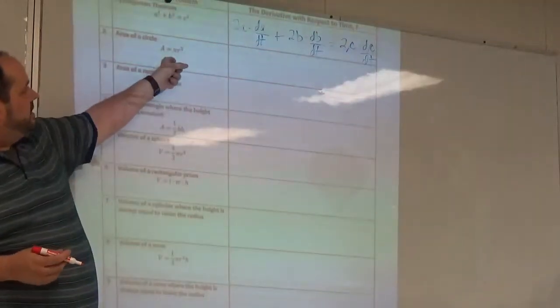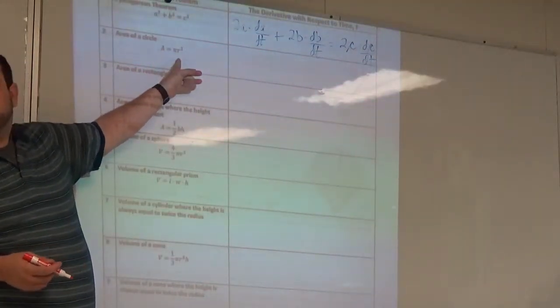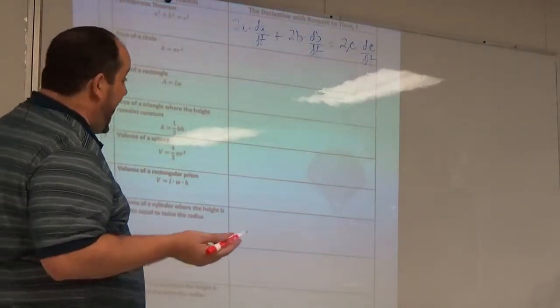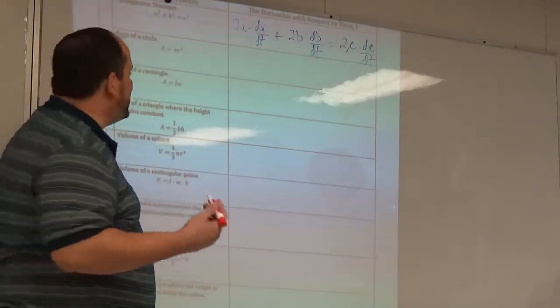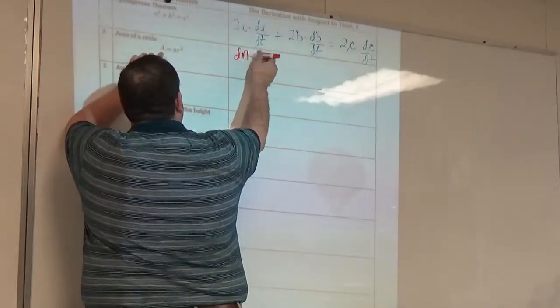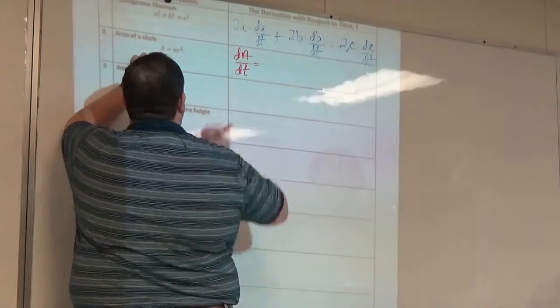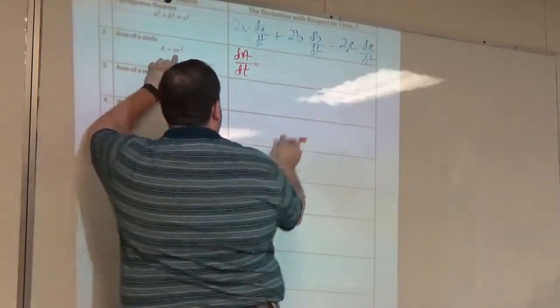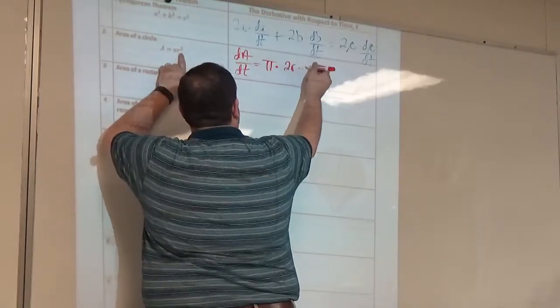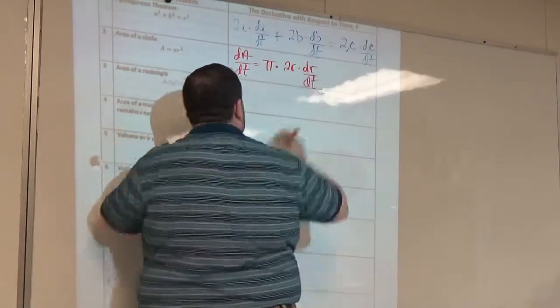So if anybody's still on number 2, I've got area equals pi times r squared. What are the variables? A and r. Those things are changing over time. The derivative of A, dA dt. The derivative of pi, which is a constant, times my radius squared, is 2r dr dt.